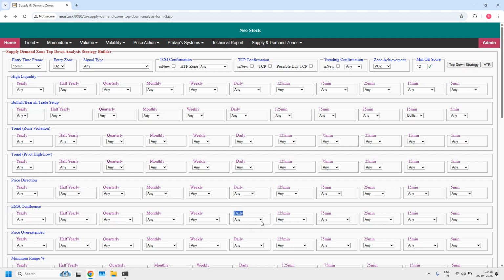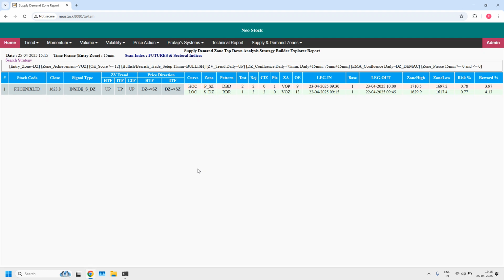At daily time frame, I am setting daily demand zone with daily EMA confluence. At the same time, trend on the daily should not be sideways. It should be uptrend because it is a bullish trade setup. So that one stock is filtered. That means this 15-minute demand zone is having even more high probability to get success. That is the reason why this zone is already tested 3 times with 3 rejections.